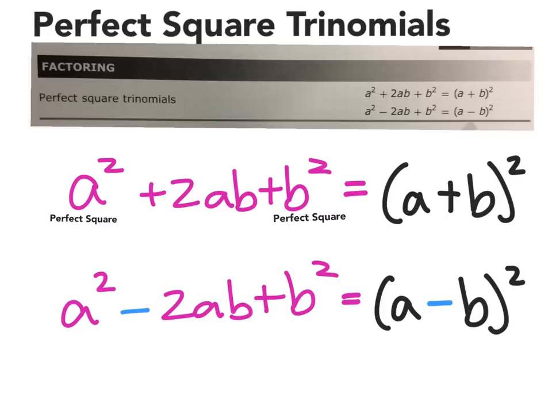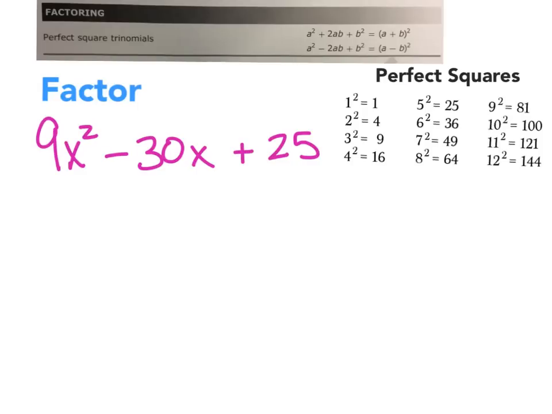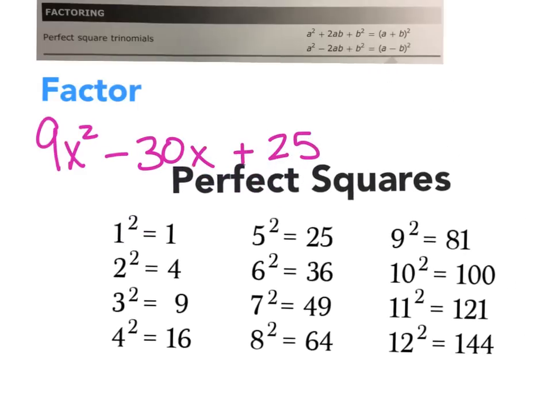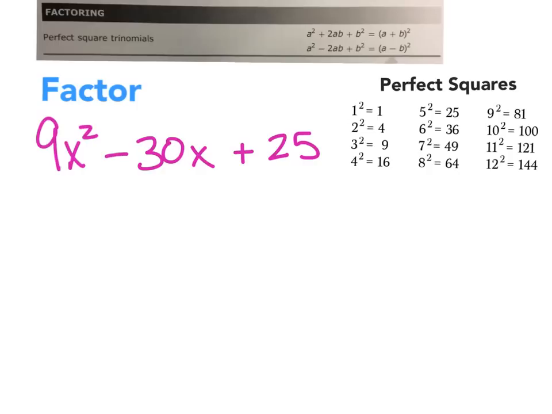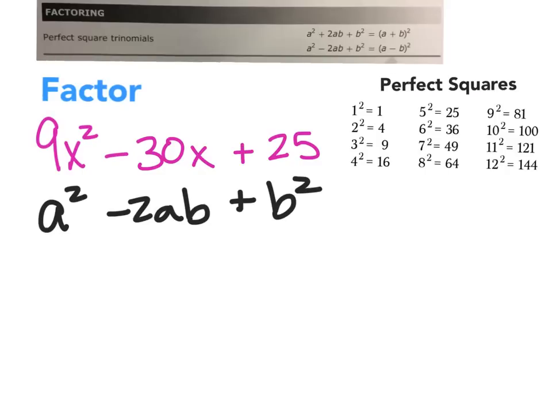Let's see one example. To help us with these next few problems, I've provided a table of perfect squares. Okay. So whenever I'm looking at this problem, factor 9x squared minus 30x plus 25, for perfect square trinomials, I have a perfect square in the front, a perfect square in the back. This is a perfect square. This is a perfect square. I'm thinking that it will probably fit the pattern a squared minus 2ab plus b squared.